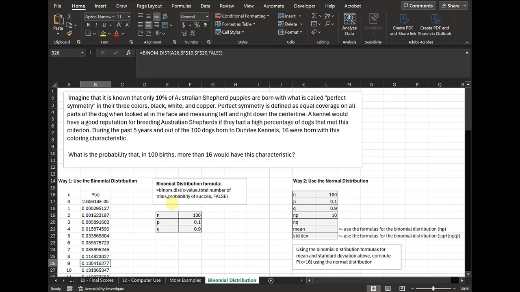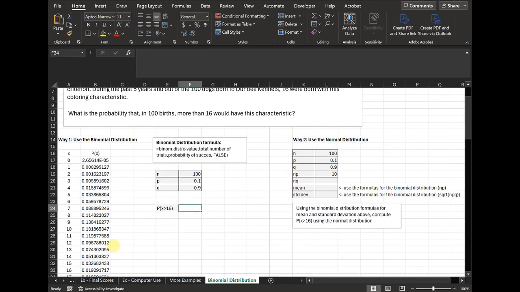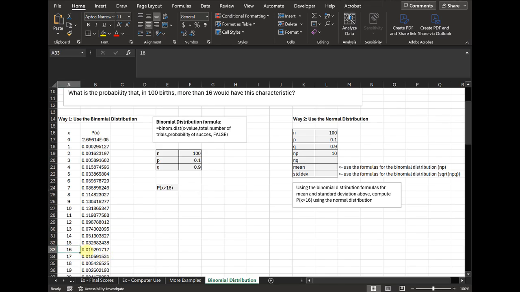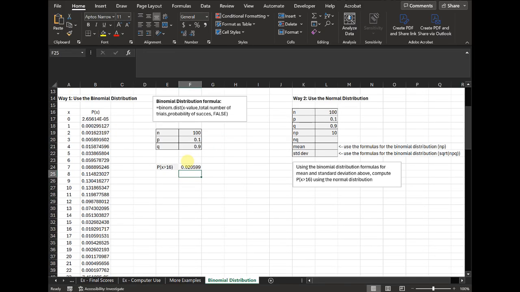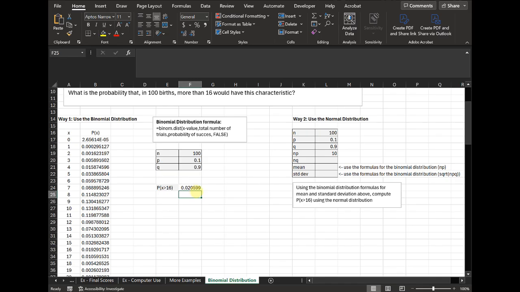And so when you ask the question, what is the probability that in 100 births more than 16 would have this characteristic, that's going to be the probability that X is greater than 16. So I can just come down here. It's more than 16, so 16 is not included. Really, I would just sum up everything from 17 all the way down. So to get this probability of X greater than 16, I'm just going to sum up all of these probabilities. And so I get 0.020599.